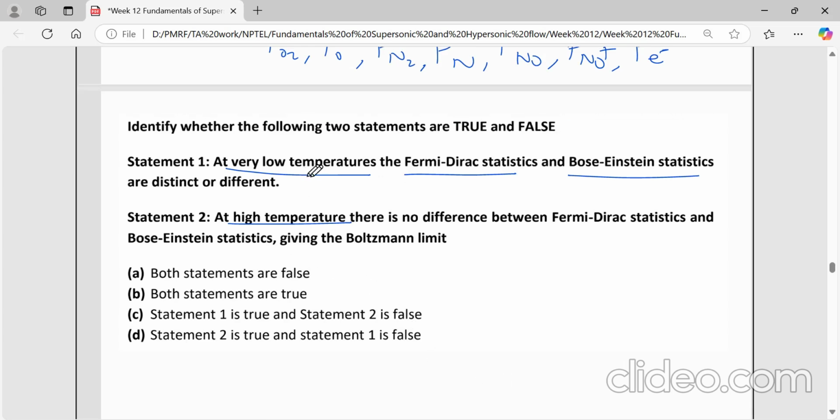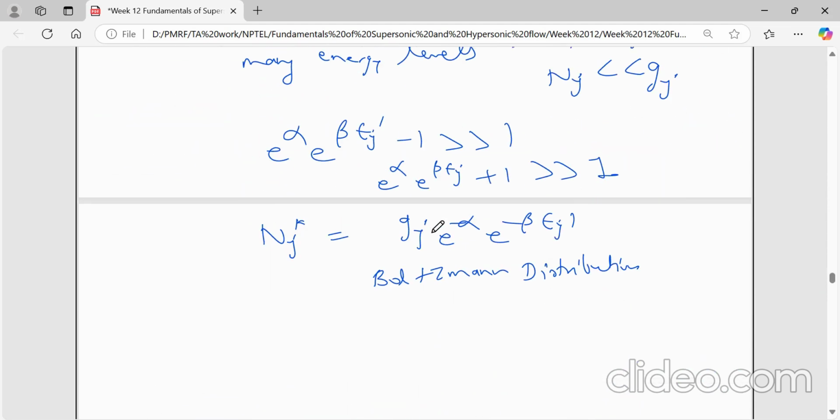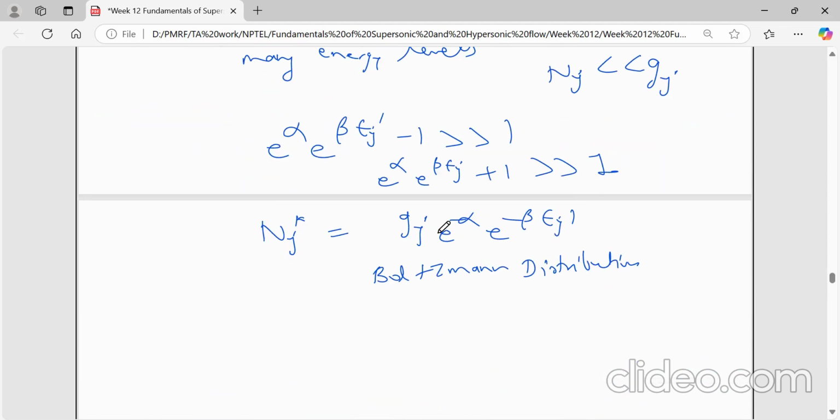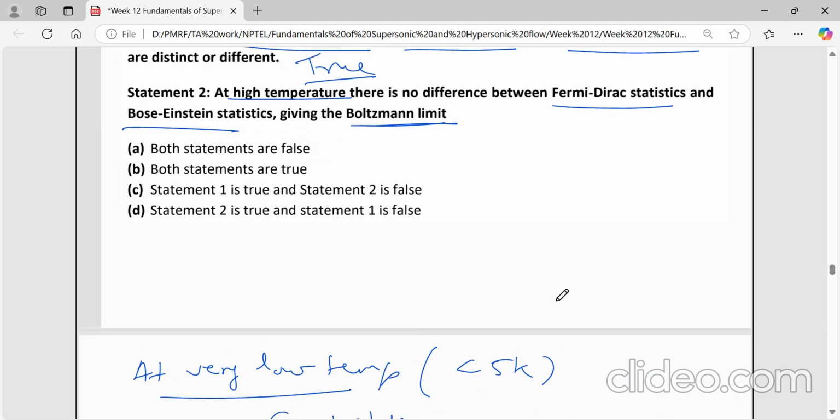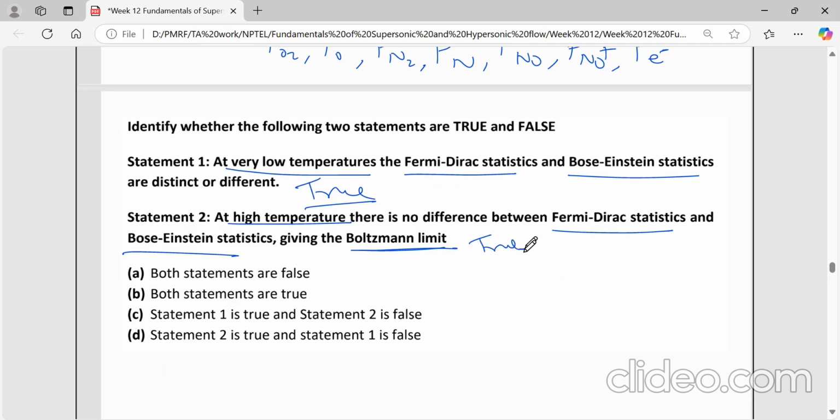Statement 1 says that at very low temperature, Fermi-Dirac statistics and Bose-Einstein statistics are distinct or different, which is true, as we already saw. And statement 2 says that at high temperature, there is no difference between Fermi-Dirac statistics and Bose-Einstein statistics, given the Boltzmann limit. This is also true, since at high temperature both converge to a limiting case, called the Boltzmann limit, or this equation is called the Boltzmann distribution. So both statements are true, which is option B.